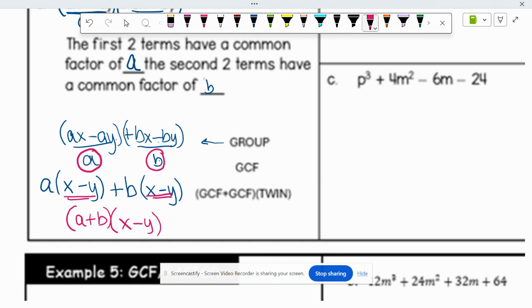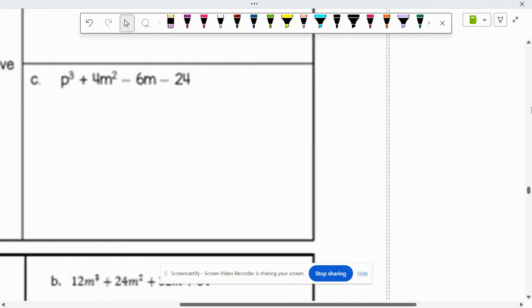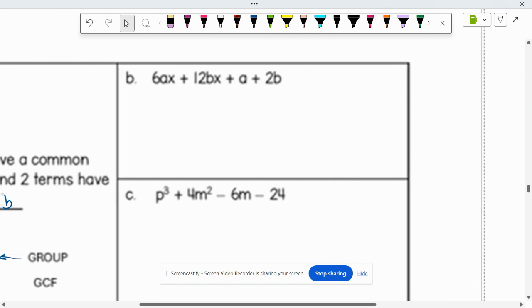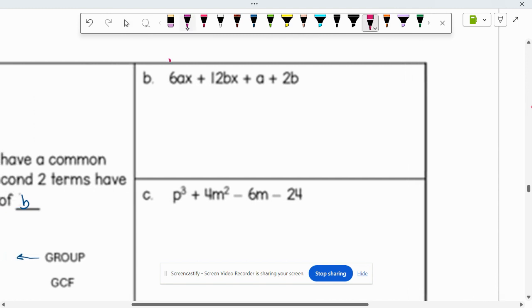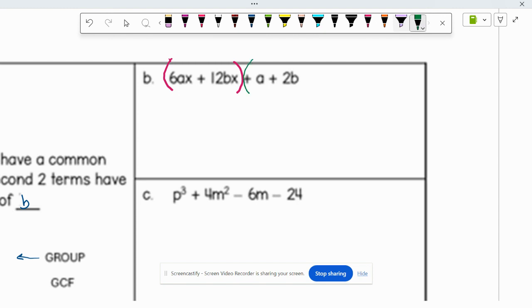What are we thinking for the next one? What should we do on example B? Yeah, good job. We're going to separate it into 2 groups. So my first parenthesis is going to go around the 6AX plus 12BX. And my second parenthesis is going to go around the plus and the 2B. Next step. What can I do next? Find the greatest common factor of each grouping.